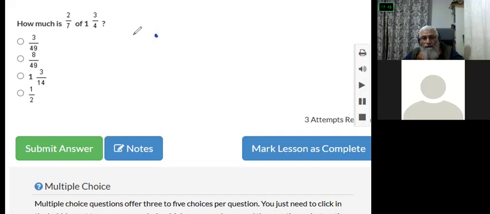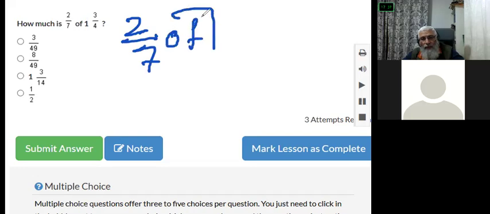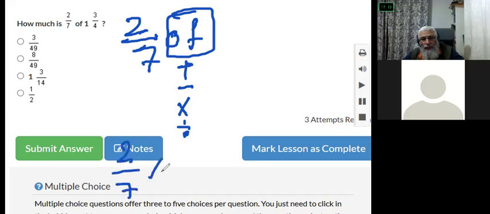How much is 2 sevenths of 1 and 3 over 4? What does "of" mean in math? Addition, subtraction, division or multiplication? Division? No, "of" means multiplication. So 2 over 7 multiplied by 1 and 3 over 4.